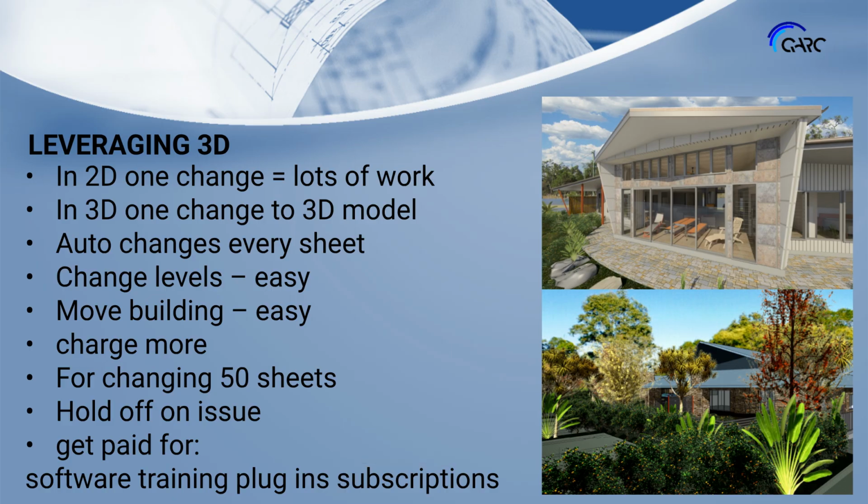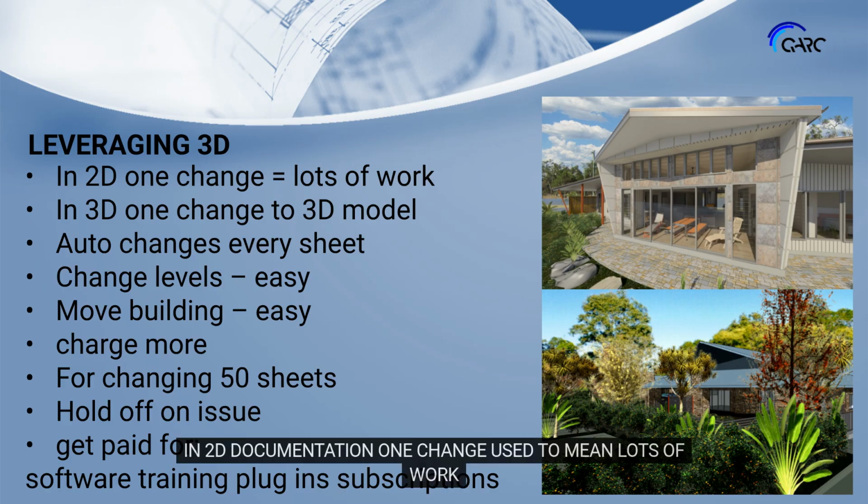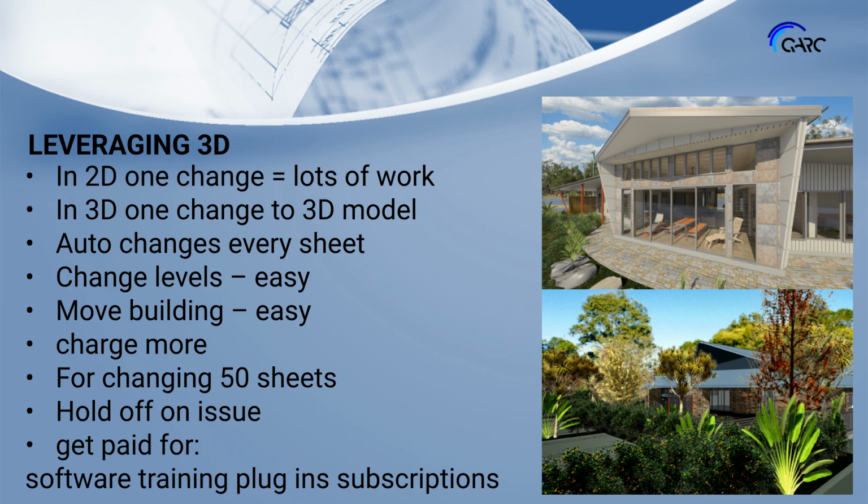Leveraging 3D. In 2D documentation, one change used to mean lots of work. In 3D documentation, one change to the 3D model automatically changes every sheet. Change levels easy. Move building easy. But you charge more. After all, you changed 50 sheets.